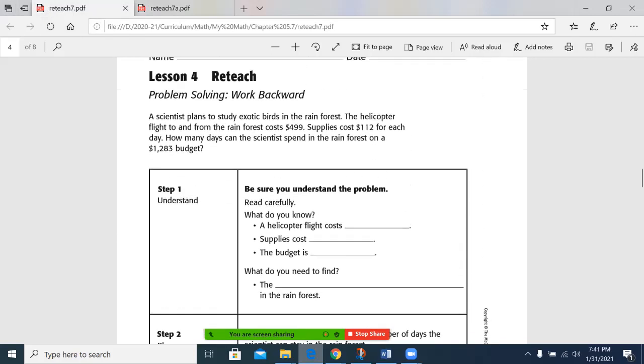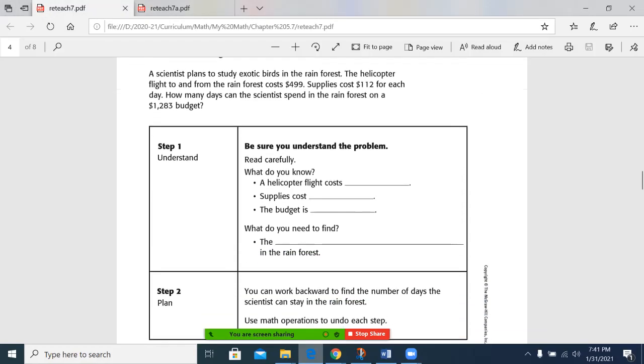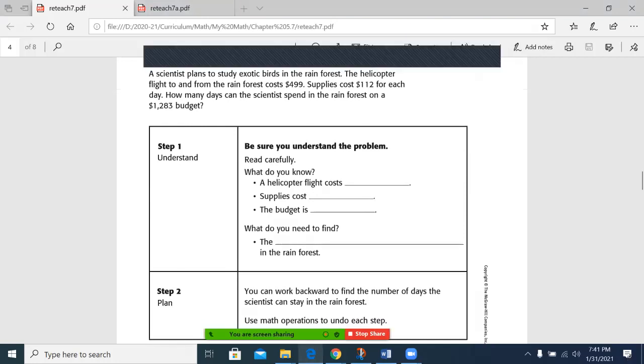And our problem written out here: a scientist plans to study exotic birds in the rainforest. The helicopter flight to and from the rainforest costs $499. Supplies cost $112 for each day. How many days can the scientist spend in the rainforest on a $1,283 budget? So our steps, and you're going to want to write this in as we go.